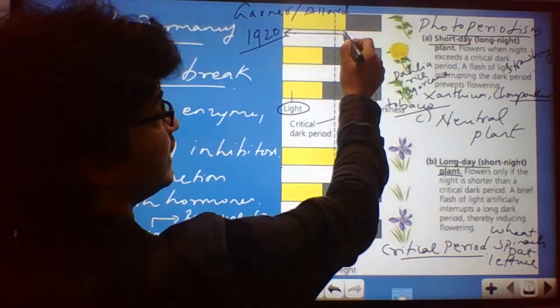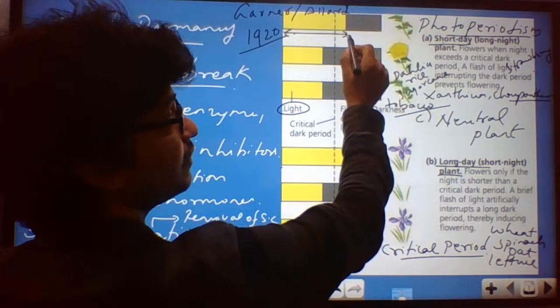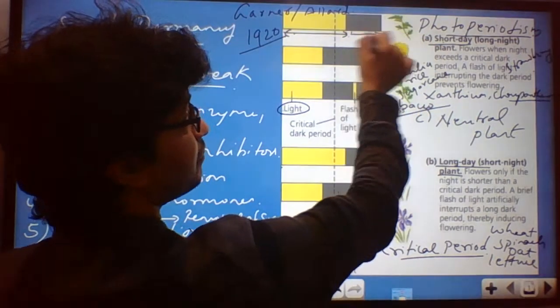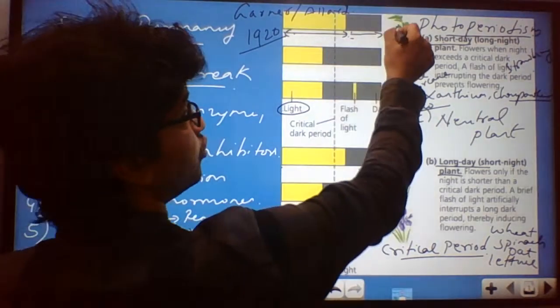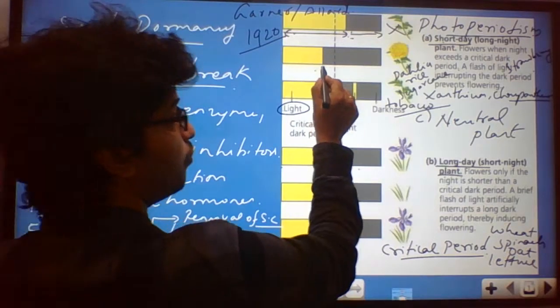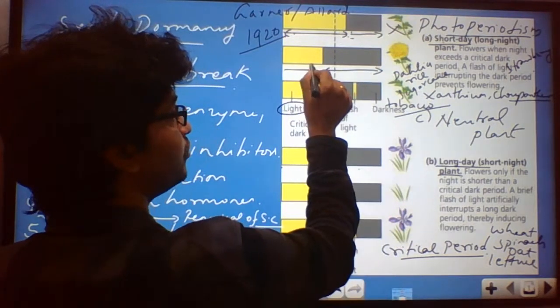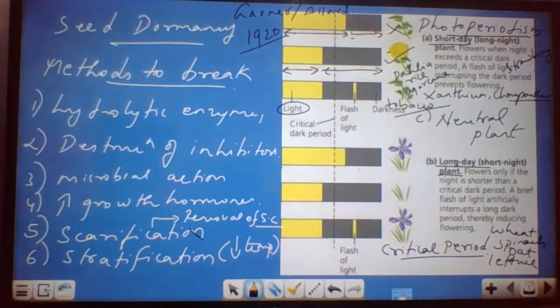So PR again, if it is getting converted, then when night time comes, what happens? PFR again will be going to the PR. Then, in a very short period of time, the plant requires more darkness. Since there is more light, there's no flowering in this case. But in the second experimental setup, you see more darkness and less light, so this has induced flowering.